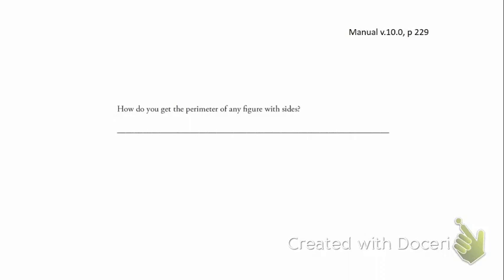Okay, next thing is perimeter. Remember, anytime you're asked to find the perimeter, what you're doing is adding up all the sides.